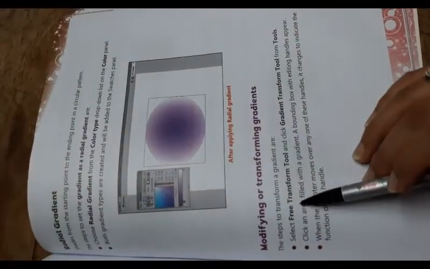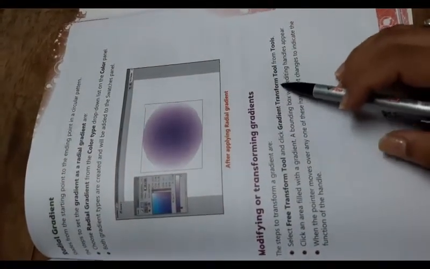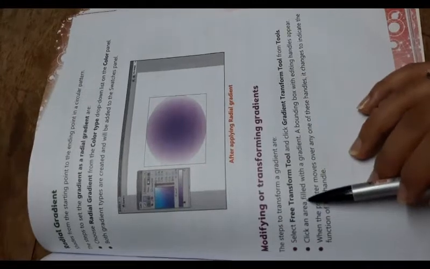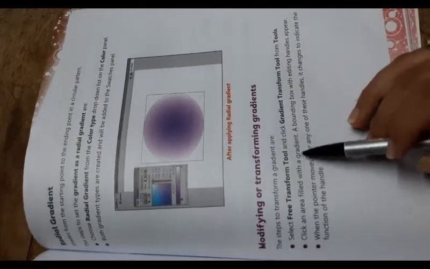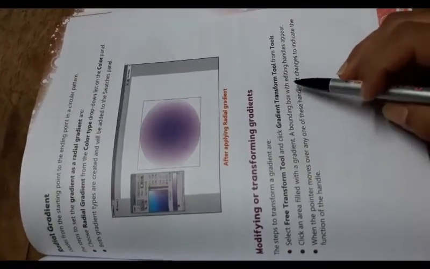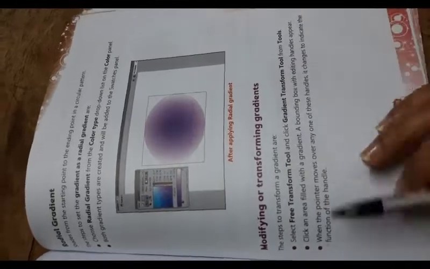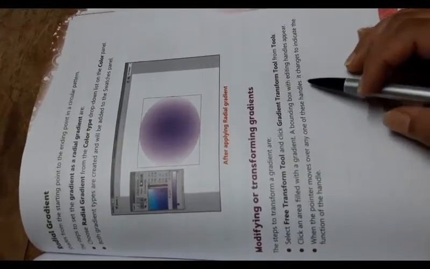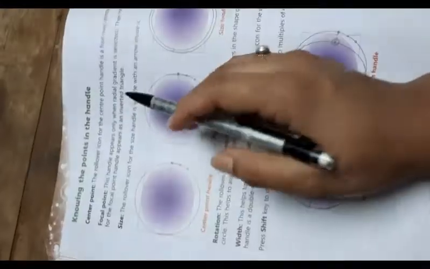Modifying or transforming gradients. The steps to transform a gradient are: select the free transform tool and click the gradient transform tool from the tools. Click an area filled with a gradient. A bounding box with editing handles appears. When the pointer moves over any one of these handles, it changes to indicate the function of the handle. Knowing the points in the handle.